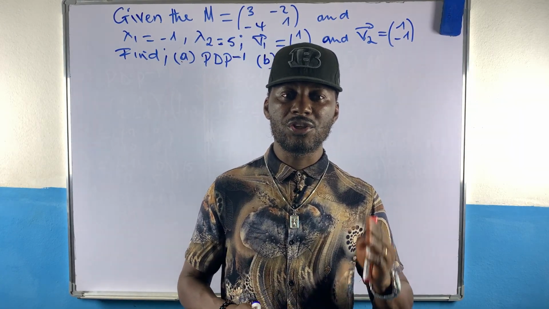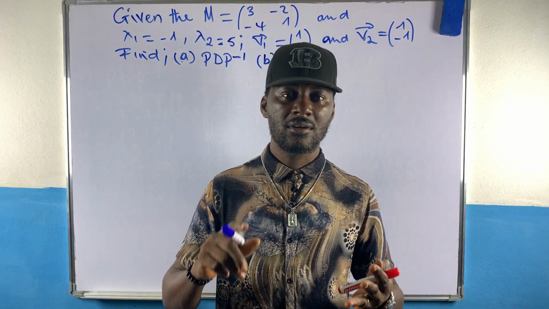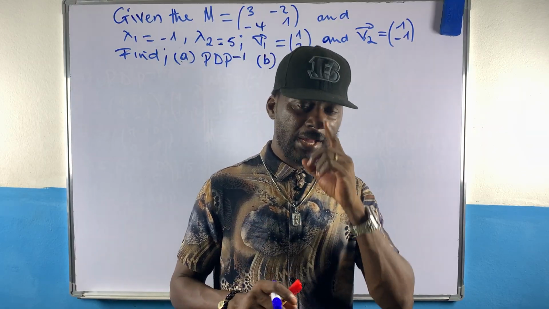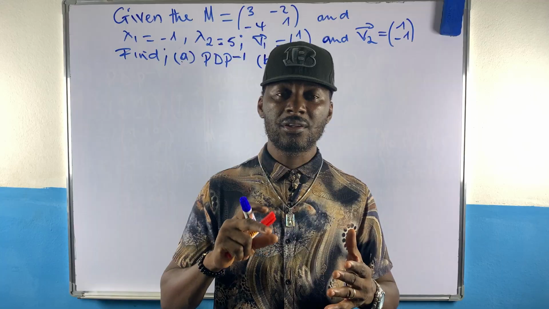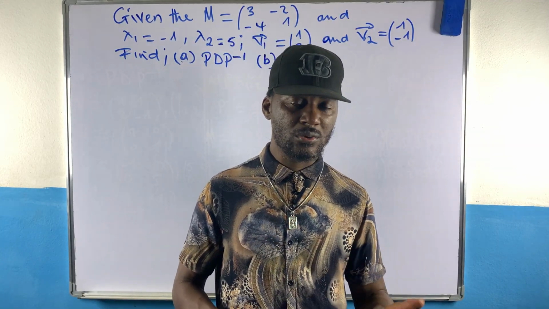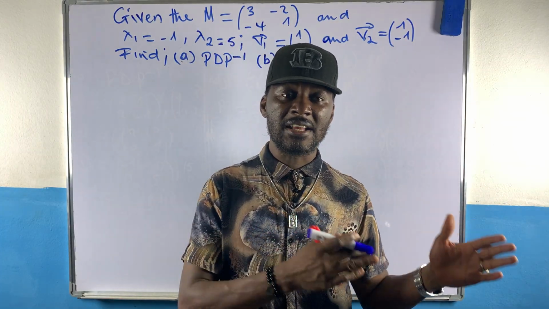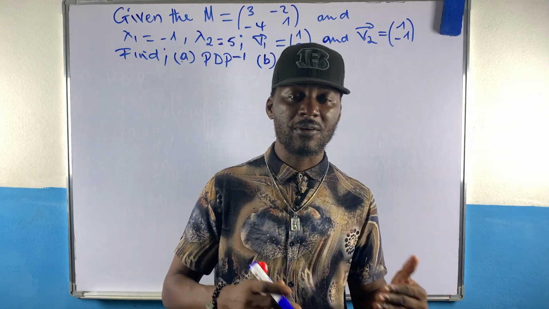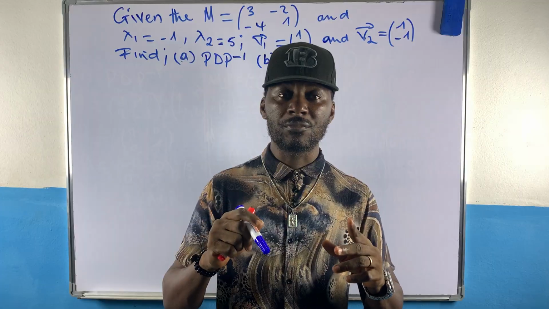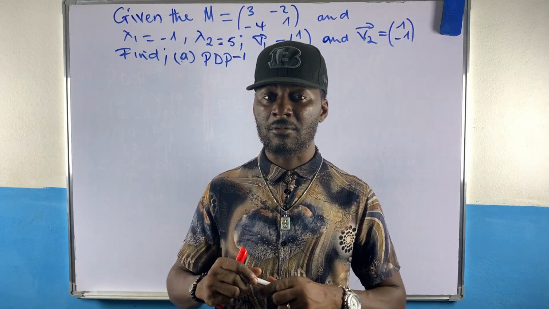The video I am doing today is just a follow-up of the last video which I posted on all my social media pages, on TikTok, on YouTube, on Instagram, and on Facebook, where I showed how we could obtain the eigenvalues and eigenvectors when given a matrix in 2 dimensions. So this video now is just a follow-up to complete the last part of the question, which has to do with finding the PDP inverse matrix and also to use the knowledge of diagonalization to obtain matrix powers.